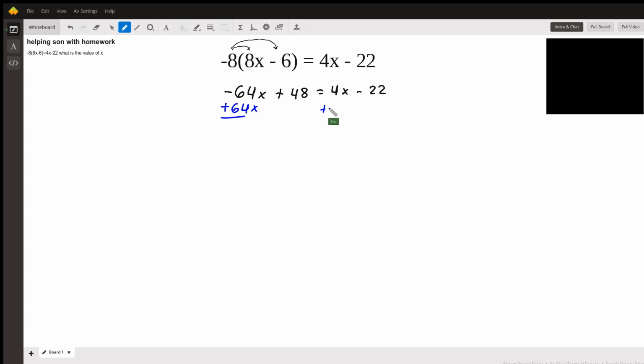I'm going to add 64x to both sides, and then we're going to get 48 equals 4x plus 64x simplifies to 68x minus 22. Now we can go ahead and put our numbers together on the other side of the equation by adding 22 to both sides.